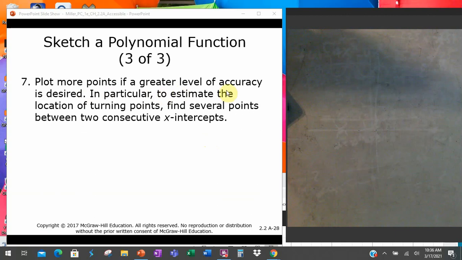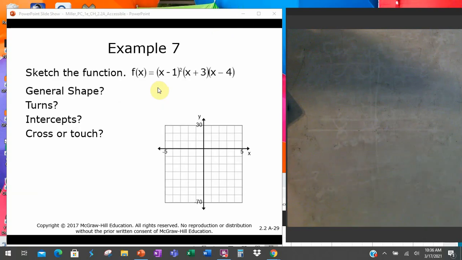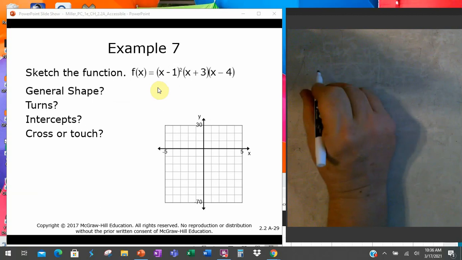Again, if you need a greater level of accuracy, then I just need to find a couple of different points within those zeros or outside those intervals and then plot them out. Okay, so here kind of finishes this up. Sketch the function. It's given to us in factored form.